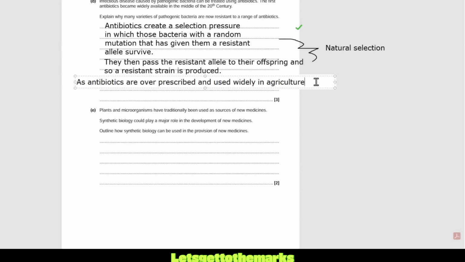This is why we now have a wide range of many varieties. So this means many varieties of bacteria have been exposed. I can't spell exposed.